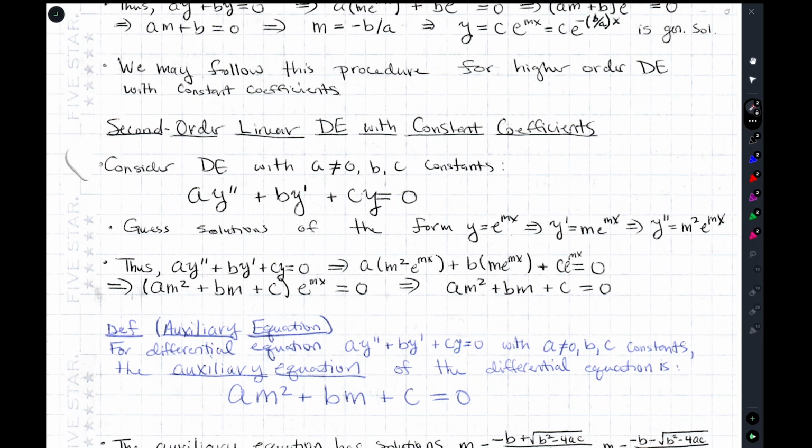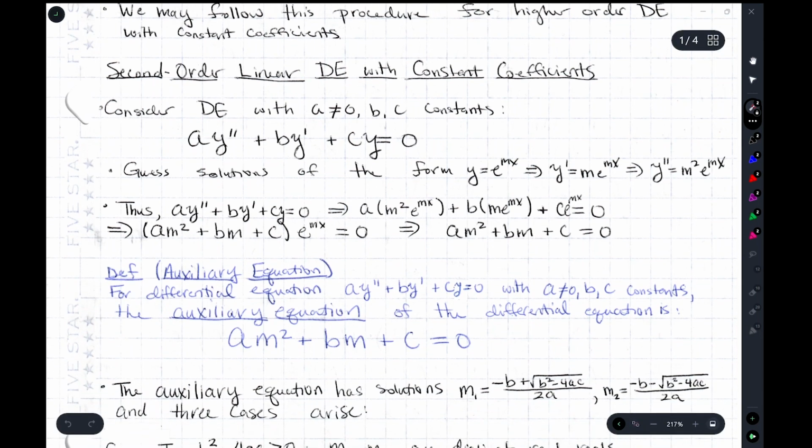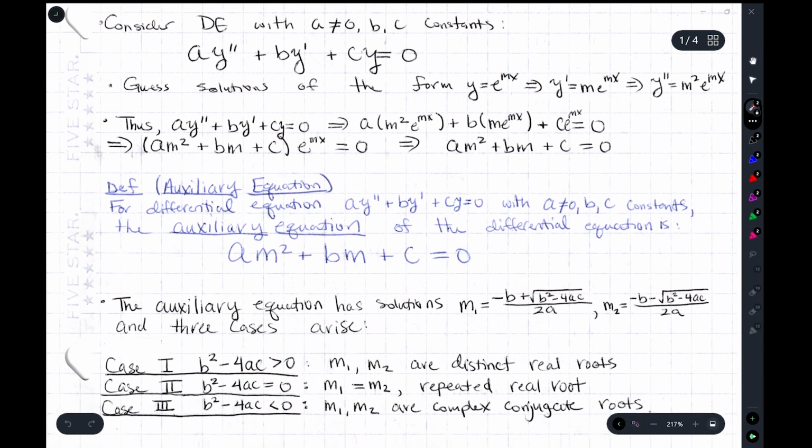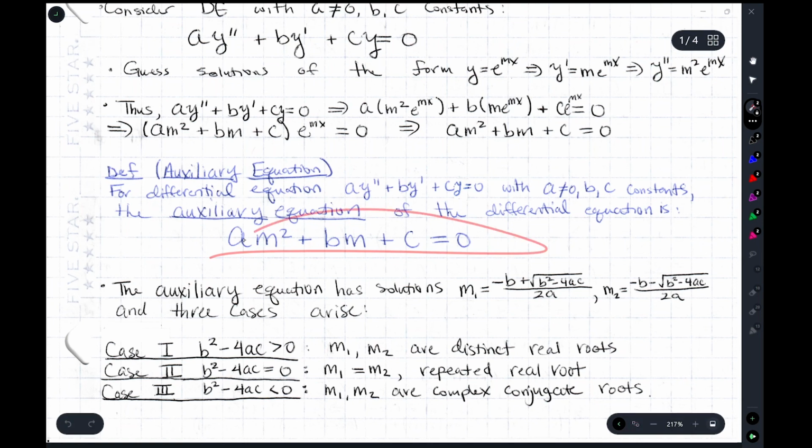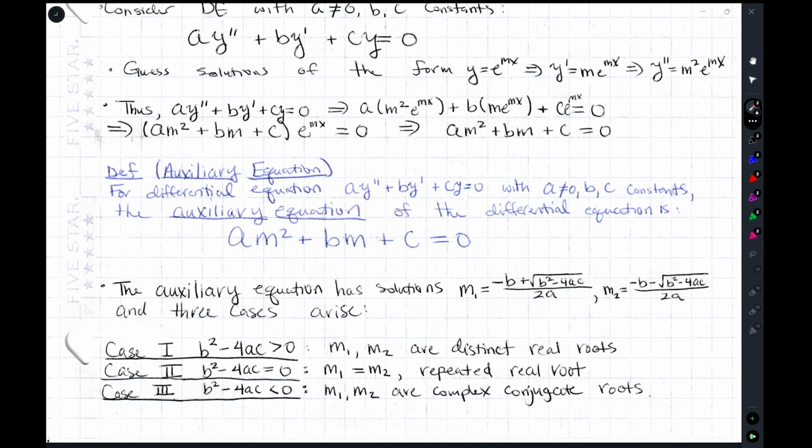In the case of second order, it is pretty straightforward to get solutions to this polynomial equation. Notice that we've now shifted from a differential equation problem to a polynomial problem, okay, an algebraic problem. And so we know how to solve this. We have the quadratic equation that you see here, and we get two solutions, one with a plus and one with a minus.